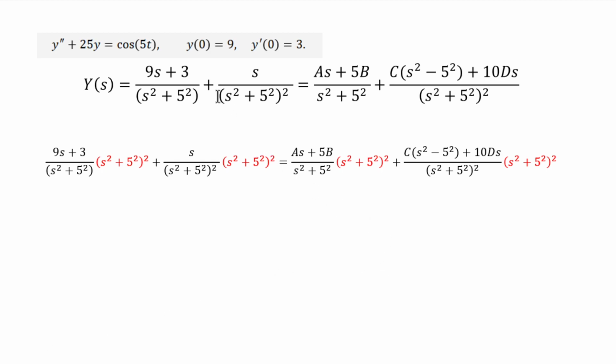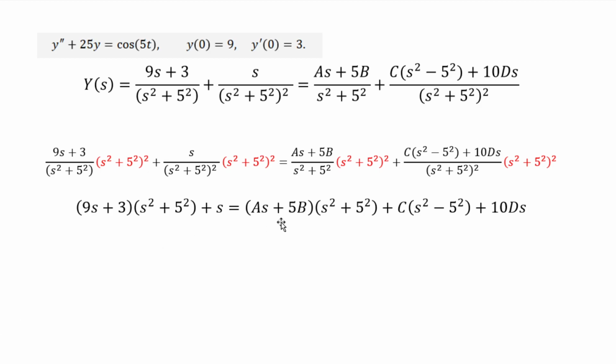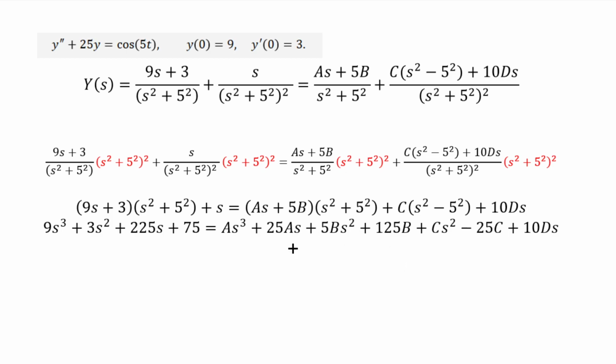Now we're going to multiply s squared plus 5 squared, squared to every term that we see, and then you can see that they cancel, and you end up with the following. We expand the left side. By the way, usually when I'm at this point, I plug in values, say s equals 0 or s equals 5. Those can give us some idea of what these numbers are.